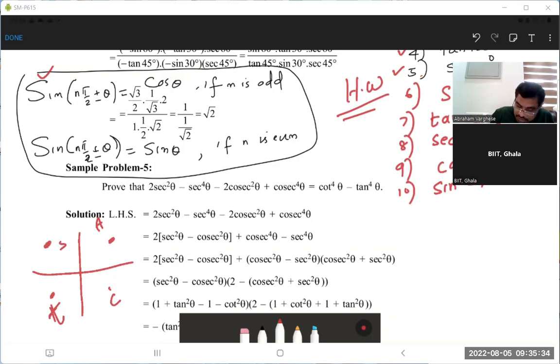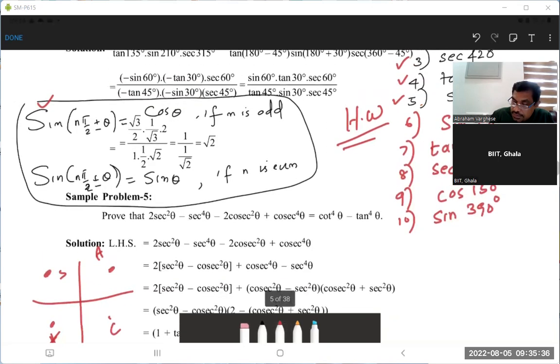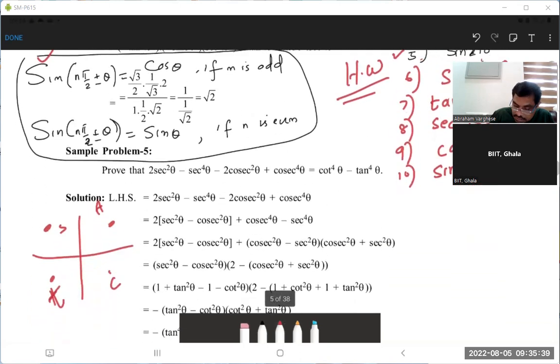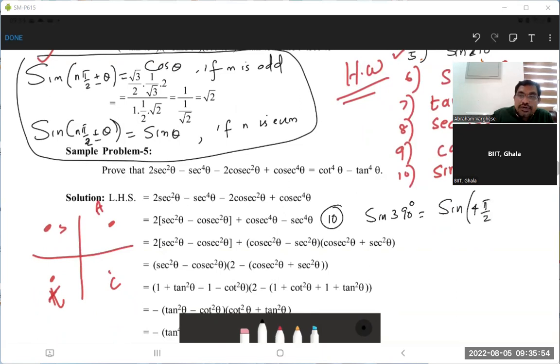Let's see these questions that I gave as homework. Let us start from the last, the 10th one. Sine 390. How can I write it as a multiple of pi by 2? I can write 4 pi by 2, which is 4 into 90, 360 plus 30. You can write 5 into 90 also, 5 into 90 minus 60. Both will give the same value.